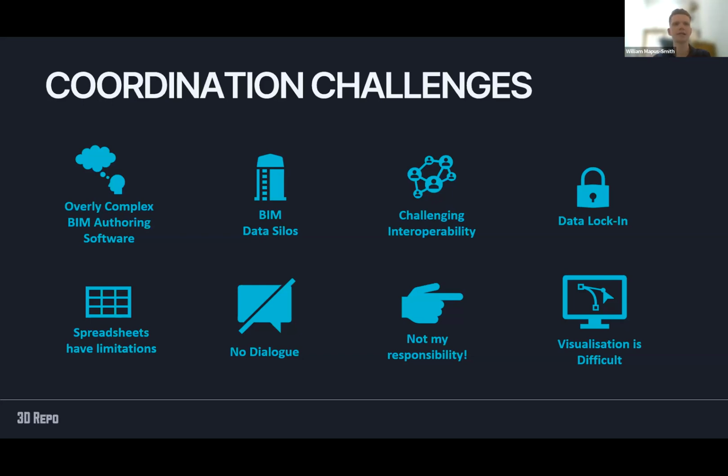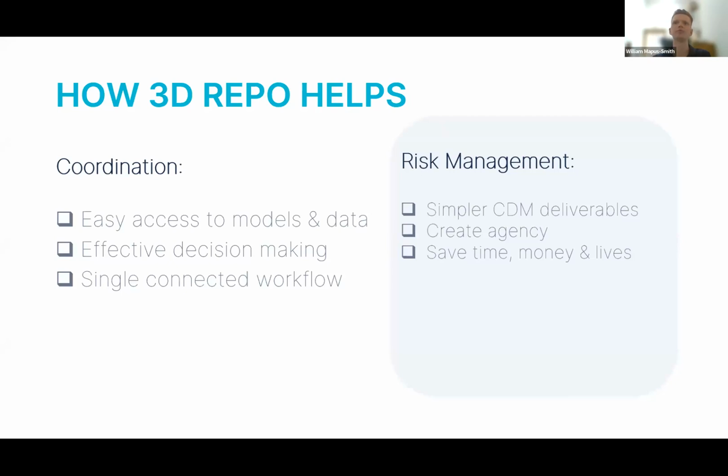So now importantly, how does 3D Repo actually help resolve some of these issues? Well, I think firstly, we make the accessibility of your models and data really simple, really easy. Being a web-based platform, you can access your data anywhere, anytime, as long as you've got an internet connection, and there's no downloads required. Now, the byproduct of having easy access to your data and being able to share information with stakeholders is effective decision-making.